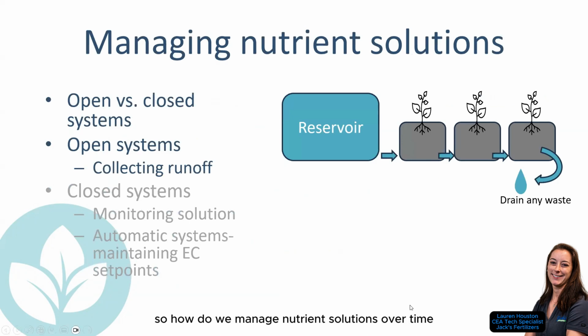So how do we manage nutrient solutions over time? There are two main categories that hydroponic systems fall into that determine the best way to manage a solution. The first one is an open system, where fertilizer solutions are mixed in a reservoir, the water goes out and is fed to the plants, and then it goes down the drain. It's only applied to the plants once. In that case, you would want to collect runoff from the drain end of the system to get a good idea of what the plants were taking up as that solution flowed through their root zones and what was being left behind.